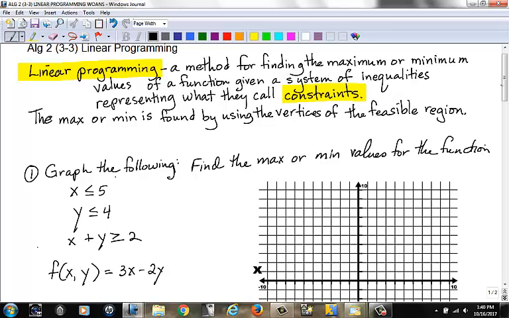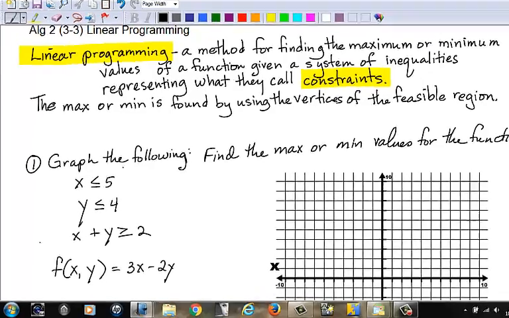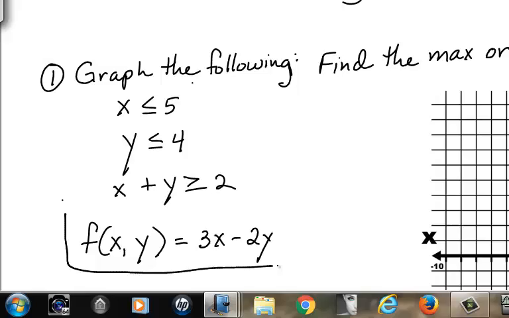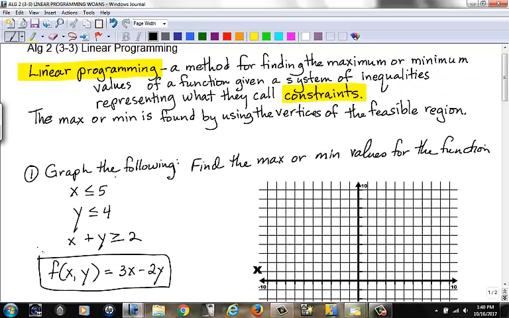and then they want you to find the max or min values of the function. This would be the function down here. They're giving it to you in the form f of x y equals 3x minus 2y. So first we're going to graph the inequality x is less than or equal to 5.